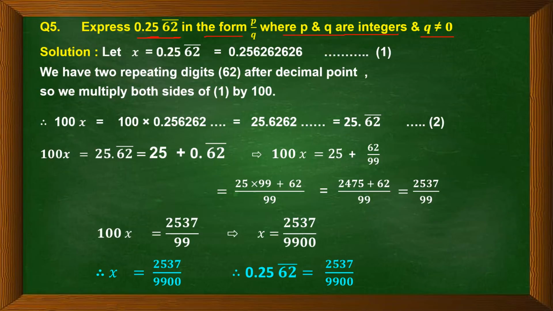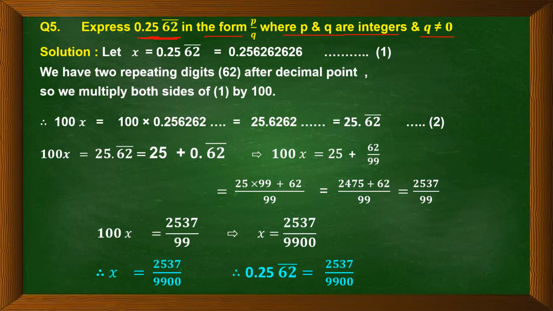Now in questions 1 to 4, we had pure recurring decimals where we had applied two methods. In the first method we assumed the decimal number to be x, and in the second method we applied the rule method. Now since over here it's a mixed recurring decimal, we are going to combine both the methods and use them to solve this question.